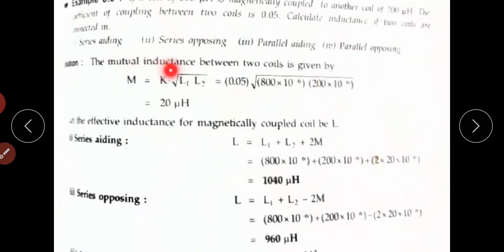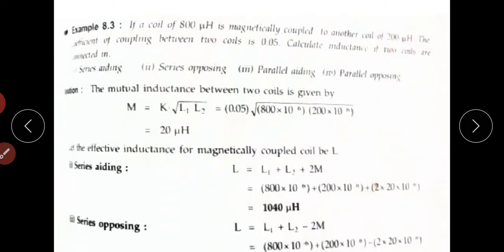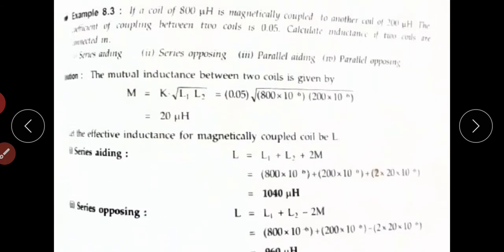The mutual inductance between the two coils is given by M equals K into root L1 L2. Given K equals 0.05, L1 equals 800 microhenries, L2 equals 200 microhenries. So the square root of 800 into 10 to the power of minus 6 into 200 into 10 to the power of minus 6. Finally, the mutual inductance value is 20 microhenries. Now we have to find the equivalent inductance value in different connections.